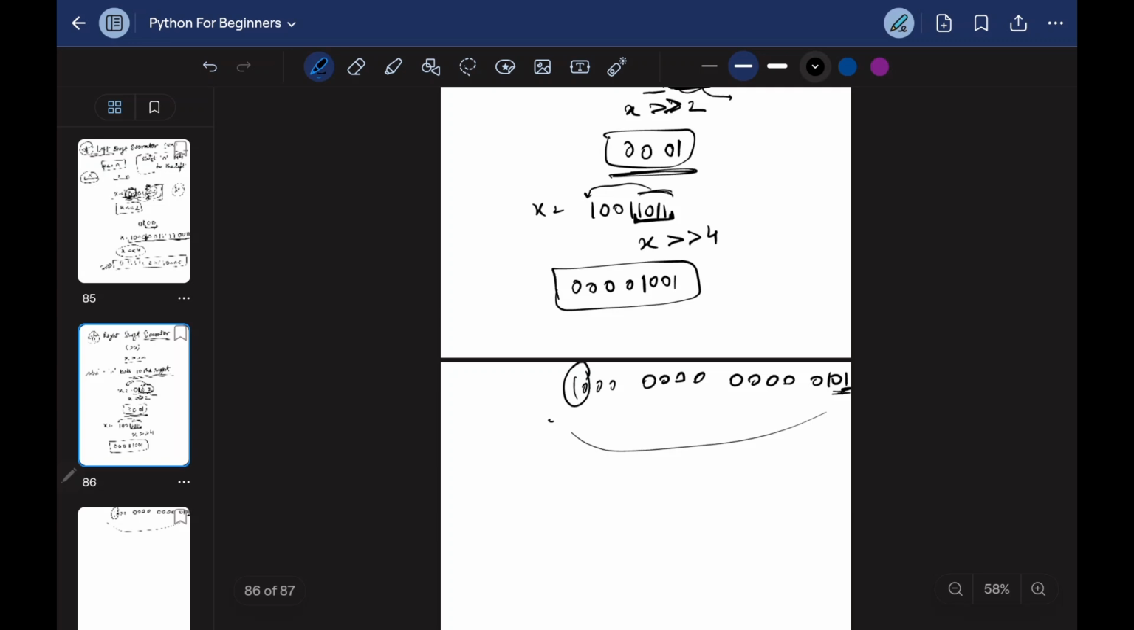So I hope you have understood the left shift operation and right shift operation of bitwise operators. If there are any doubts, please don't hesitate to reach out to me through comments. I'll be happy to help you guys.